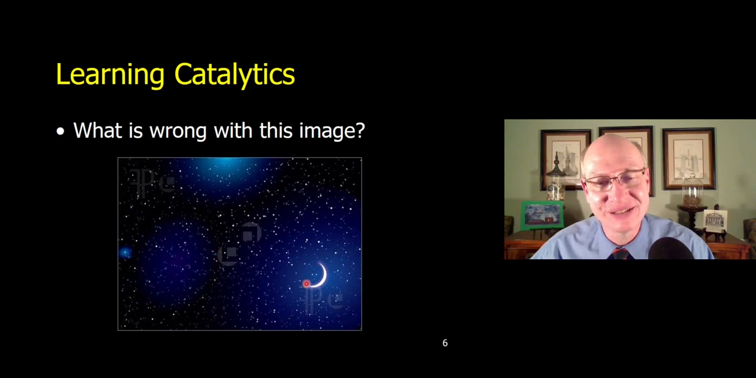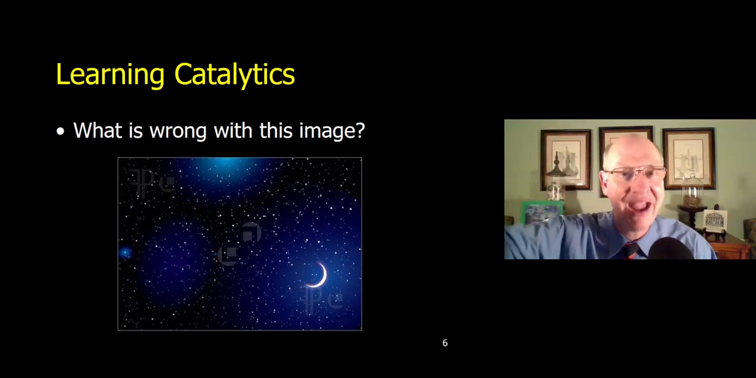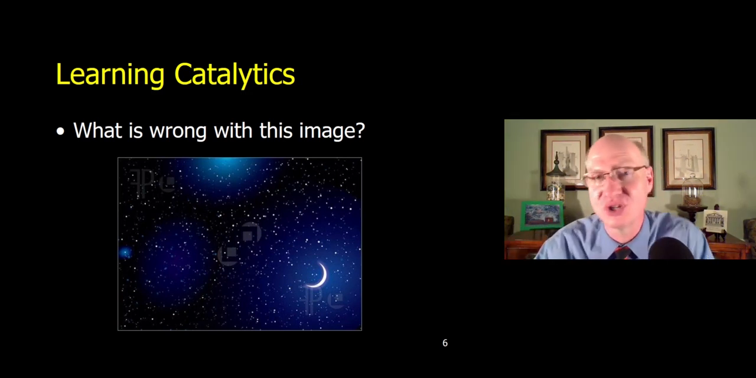So this is clearly an artist's mistake, not realizing that the stars have to be behind the moon, and there's no way that the stars could shine through the moon. Now, I want to tell you a funny story about this. I didn't always use this image. For many, many years, I used this image to point this out to my class. I used the same Learning Catalytics question, but I used this image.